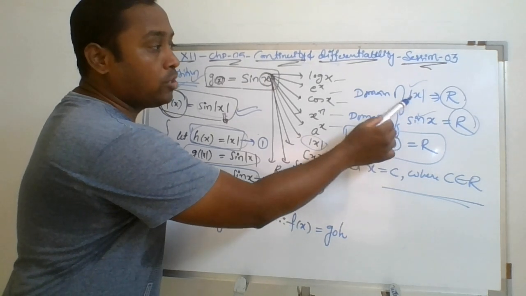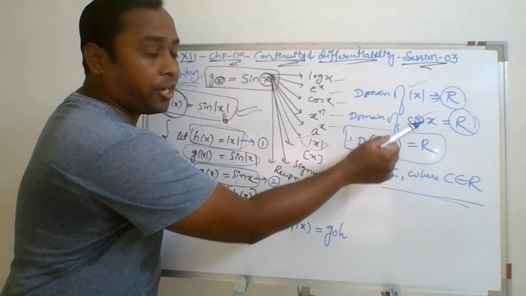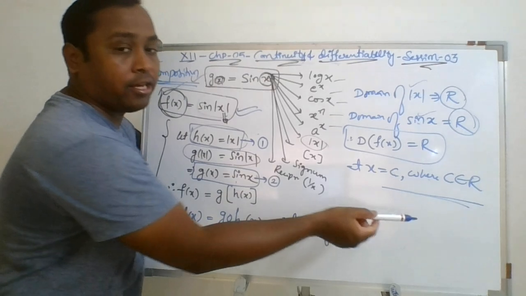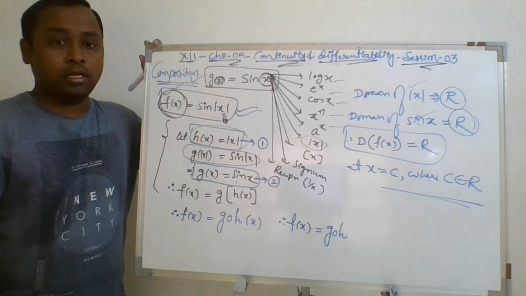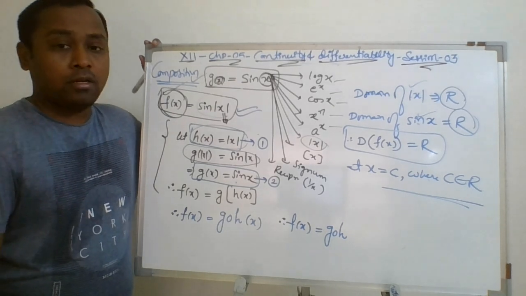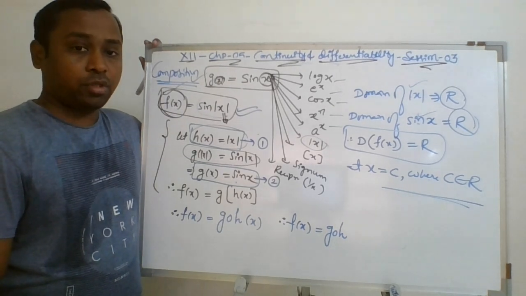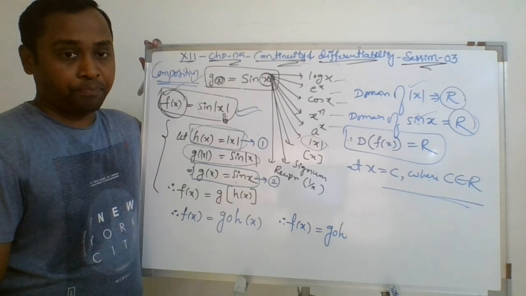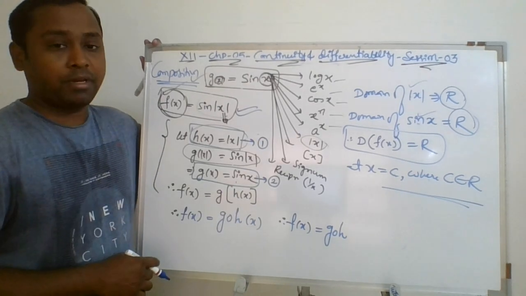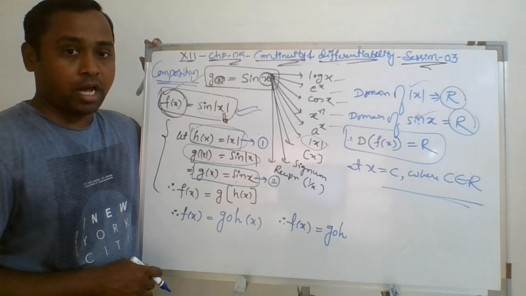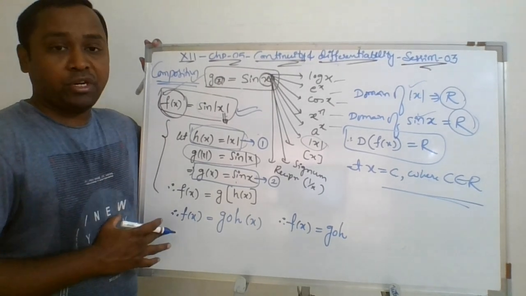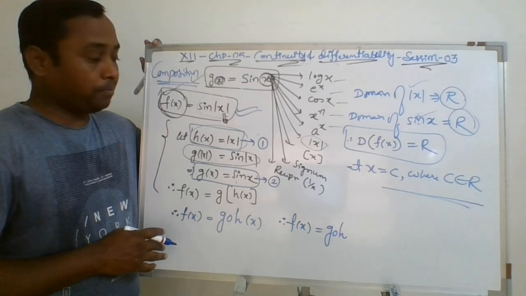Once you prove these two individual functions are continuous in their common domain, you can say their composition is also a continuous function on the given domain. So this is the concept behind the composition and the algebra of functions. I hope, from my point of view, it is very clear.